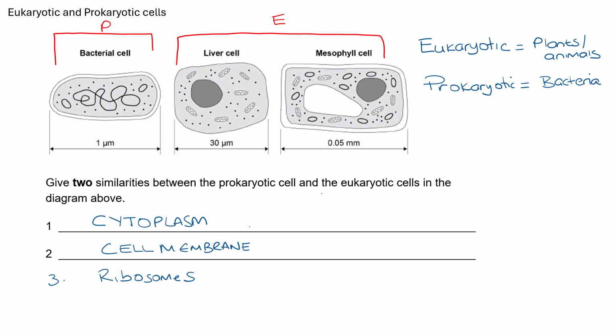This question only asks for two similarities between prokaryotic cells and eukaryotic cells. There are three similarities, so make sure you can recall those three off by heart. Just by looking at the images, you can see that they all have cytoplasm, they all have a cell membrane, and thirdly, they all have ribosomes, which are indicated by these small black dots in all three cells.